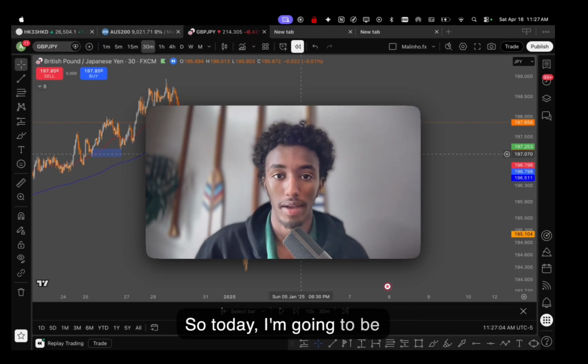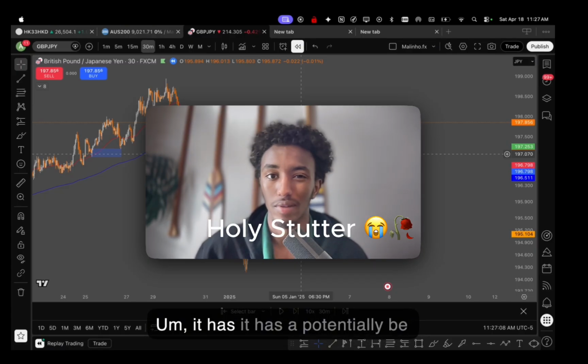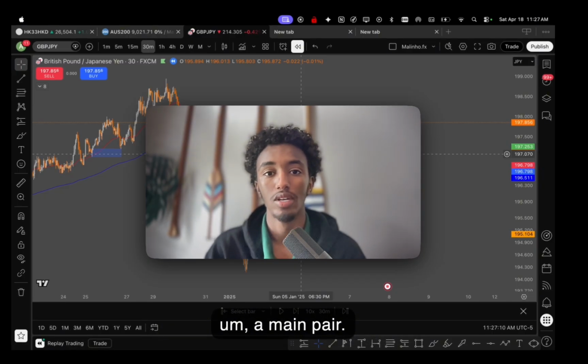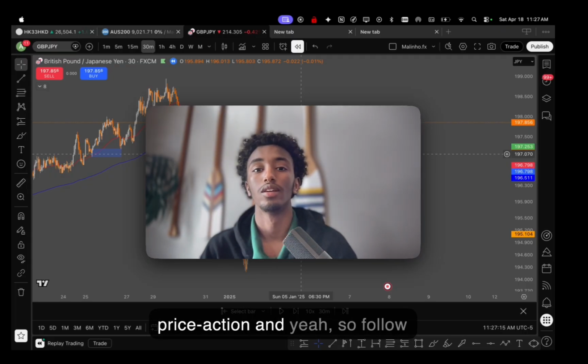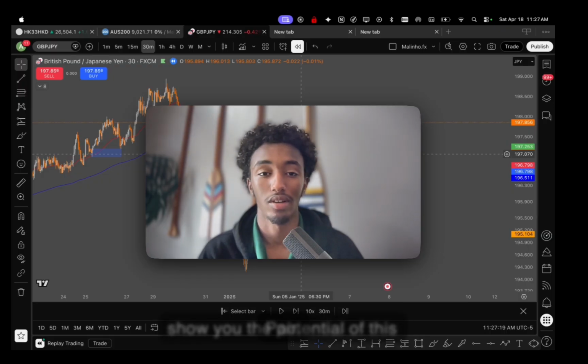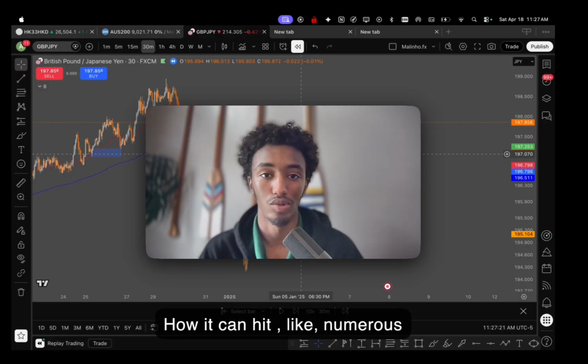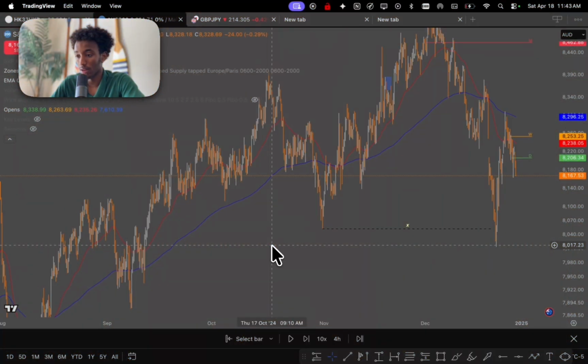So today I'm gonna be backtesting a pair that's been in the backup pair list for a while. It has the potential to be a main pair. I'm gonna be backtesting further, like 2 to 3 months of just recent price action. So follow along, and I'm just gonna show you the potential of this pair, how it can hit numerous 1 to 10s, even going off like a 1 to 20. So let's get into it.